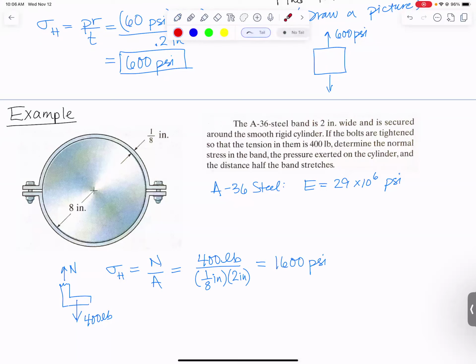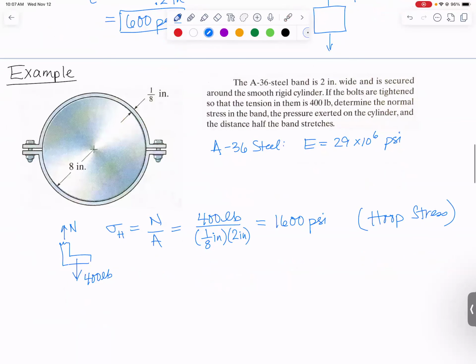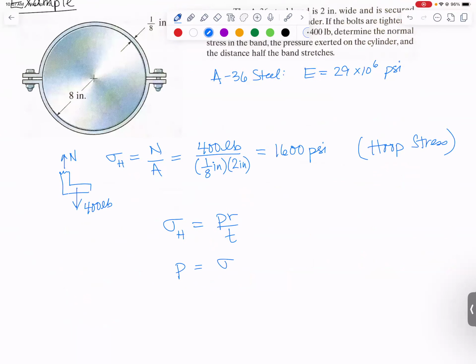And since that is a stress that is tangent to the circle, if you want to think of it that way, we call that our hoop stress. If we think of that little band as being like a thin wall pressure vessel, that hoop stress has to be balanced out by an outward pressure that the cylinder pushes on it. We can figure out that pressure by using our hoop stress equation. Hoop stress is PR over T. Let's rearrange, solving for P. P would be our hoop stress times our thickness divided by the radius.